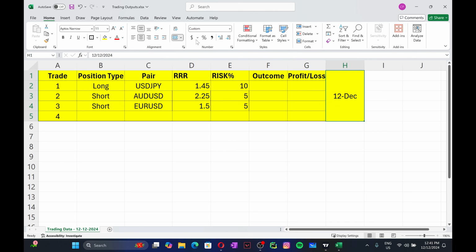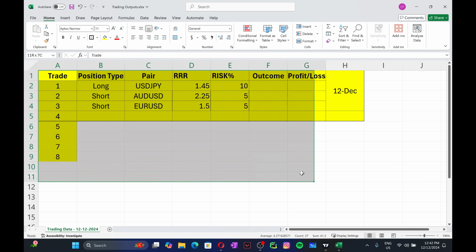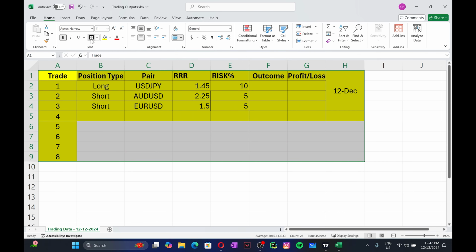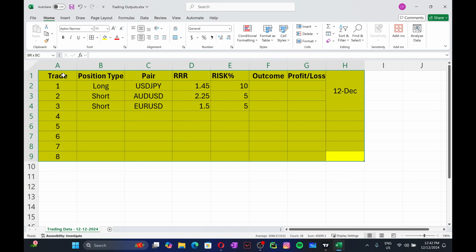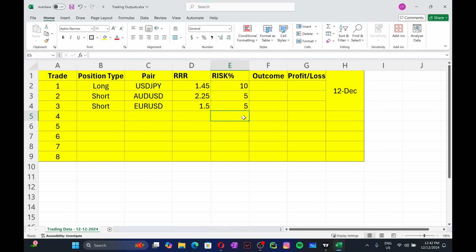Actually, I want to have only these wrapped together, because this is the only day I've actually taken trades, and so we're going to have a lot more. We're going to have 4, 5, 6, 7, 8, and so on. And again, we made our chart to take note of all the profits and losses and risk reward ratios and all that.